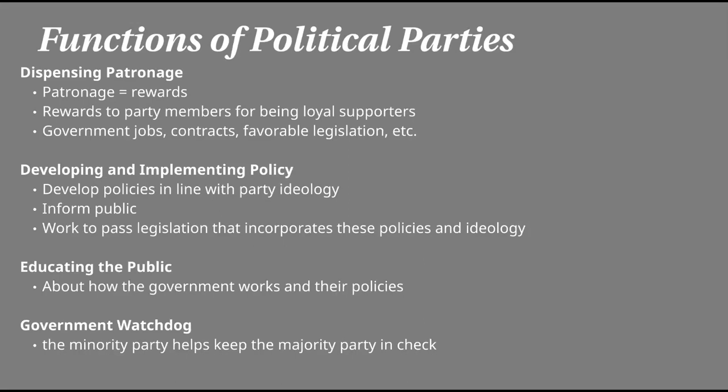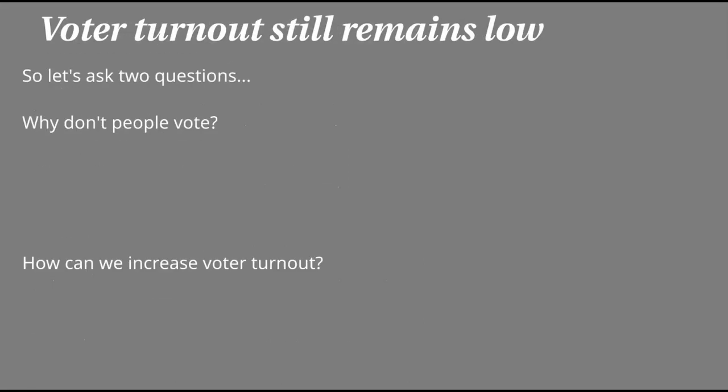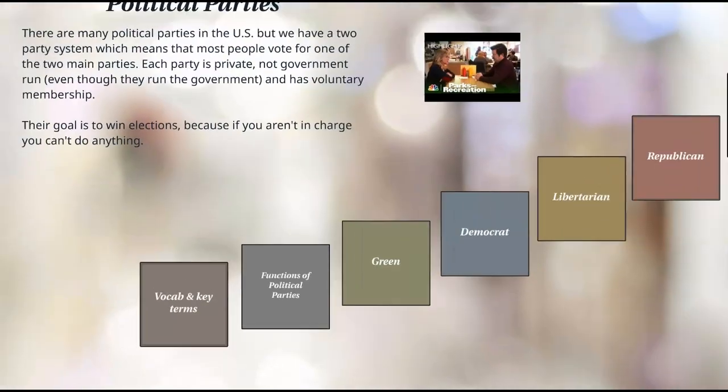So, even after all of this stuff that political parties do to try to help the public and get people out to vote, there's still a problem. Why don't people vote? And how can people increase voter turnout? I'm not going to give you the answers right now because we're going to talk about it in class, but we'll come back to it. So now let's go look at the political parties.